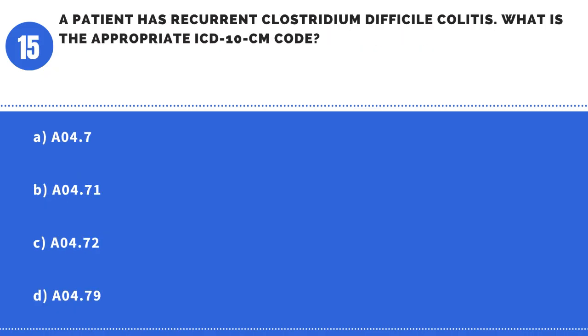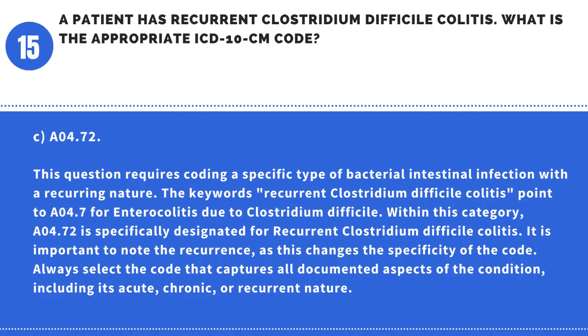Question 15. A patient has recurrent Clostridium difficile colitis. What is the appropriate ICD-10-CM code? A. A047. B. A0471. C. A0472. D. A0479. Answer C. A0472.